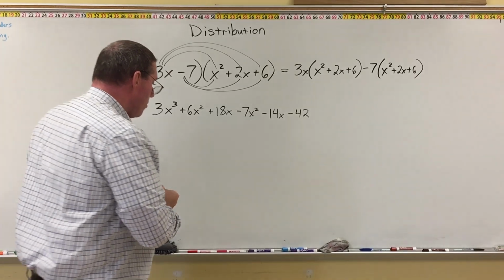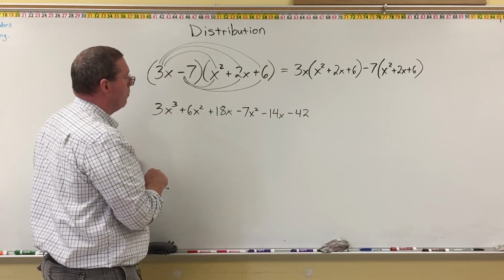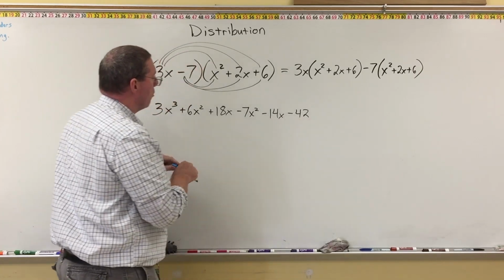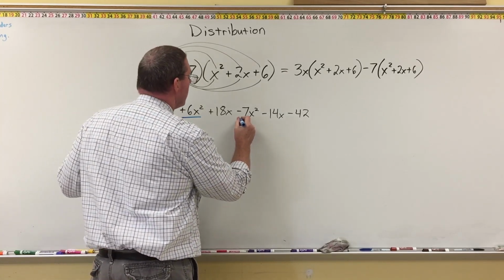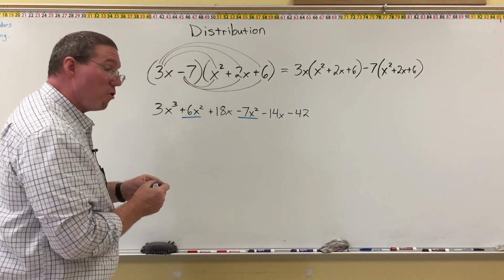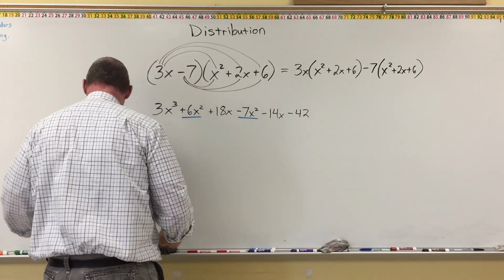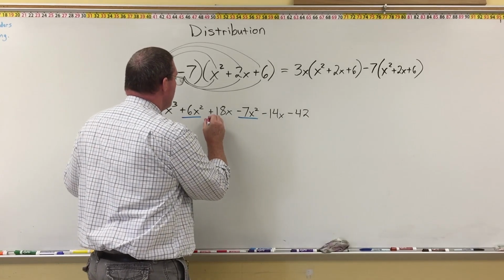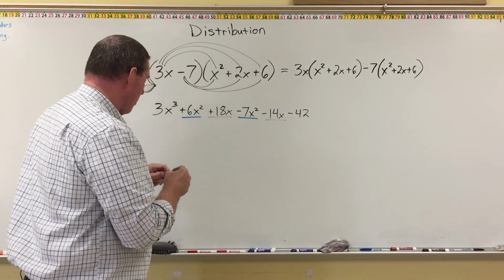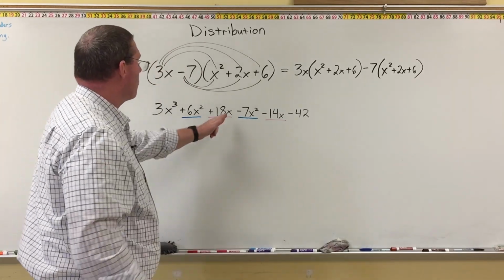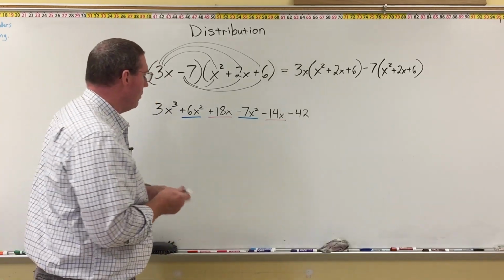Now, you can see here that we only have one x cubed term and we only have one constant term. But look at this, we have plus 6x squared and we have minus 7x squared. So that's two like terms that have an x squared. Similarly, we have a plus 18x and we have a minus 14x. Both of those have x to the first power in them, so they are like terms. So we're going to combine those.